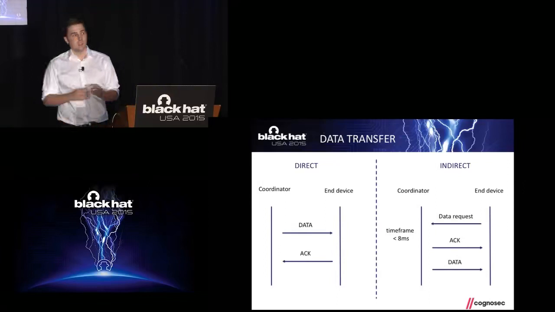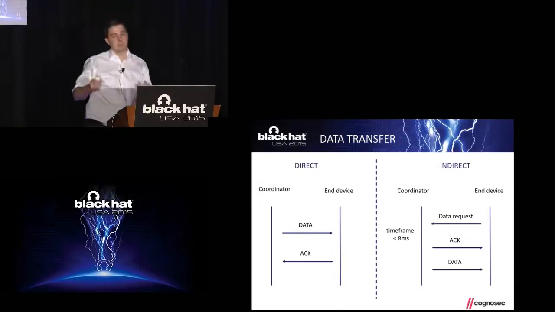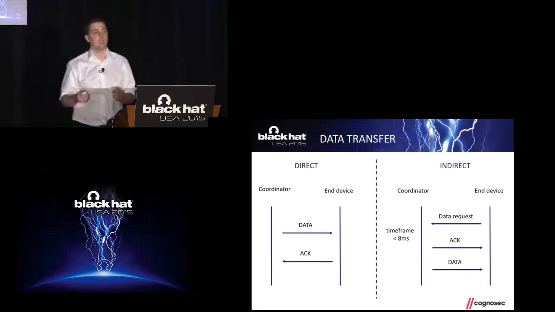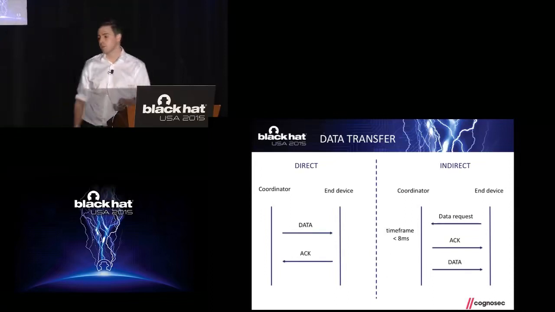So in a ZigBee network, you will have battery-powered devices like our door lock, or you will have devices that actually have a constant power supply, like the central hub usually. So what does this mean?